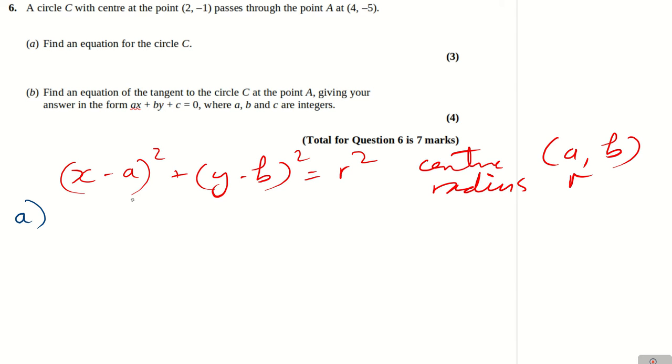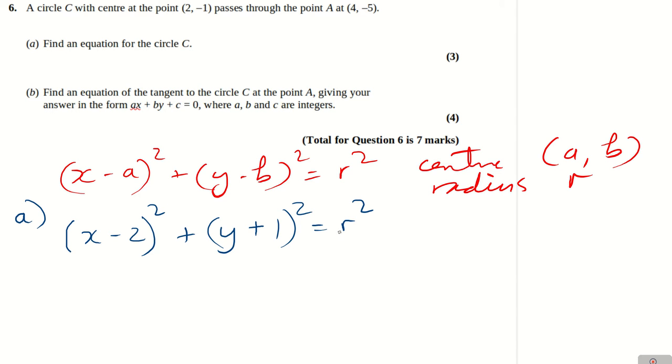So, because we know that the centre is at the point (2, -1), we know that the left-hand side of the equation is going to look like this. It's going to be (x minus 2) all squared plus (y minus minus 1, or plus 1) all squared equals r squared. So what we've really got to do is to find what the radius is.